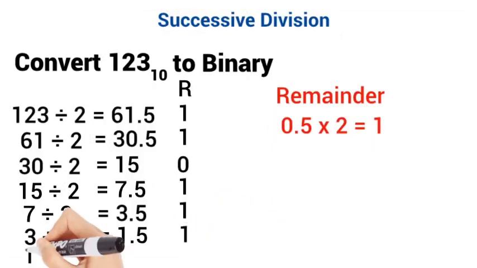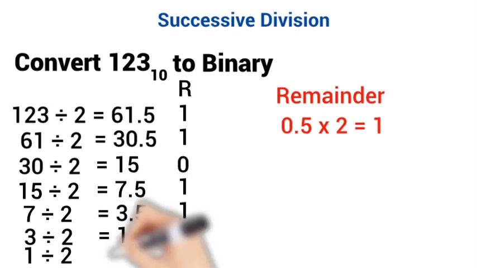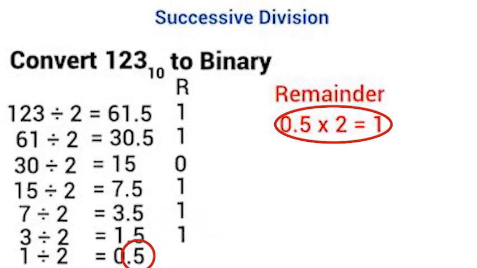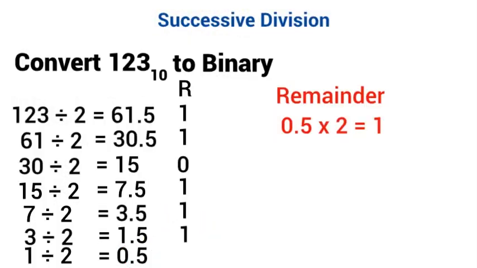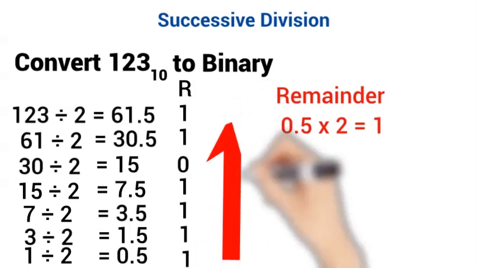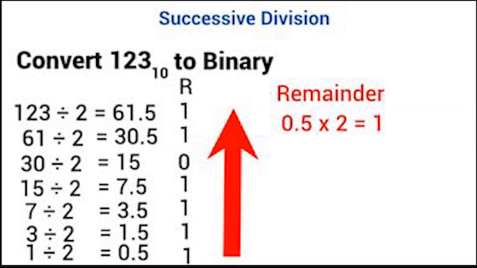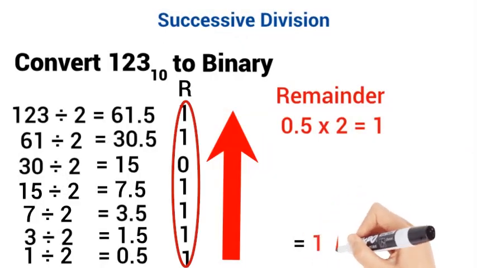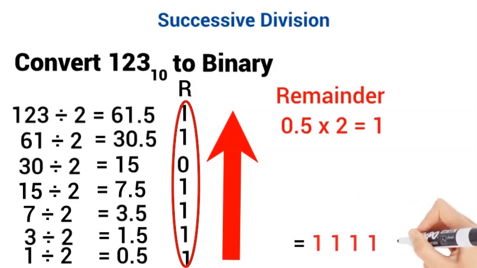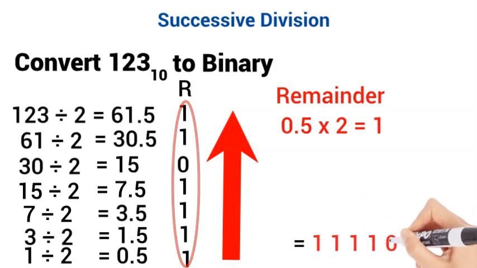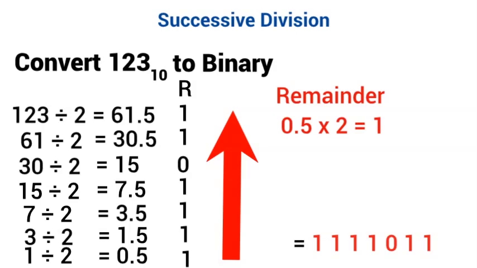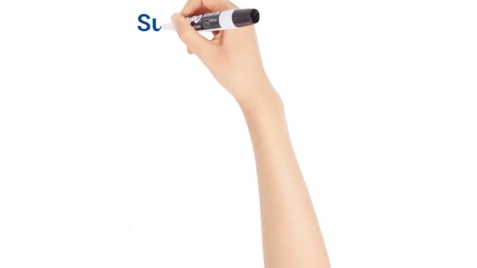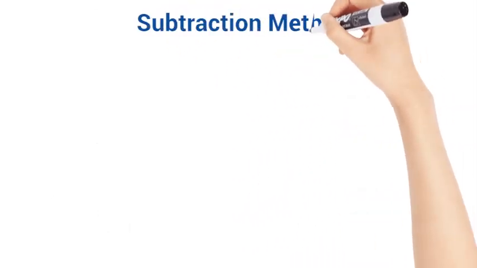Finally, copy 1, divide it by 2 to get 0.5. Multiply 0.5 times 2 to get 1 as the remainder. Since we already obtained a 0 quotient, we will now copy the remainder from its most significant digit to the least significant digit. And so the binary for 123 is 1111011. Now let's try to convert decimal to binary using subtraction method.